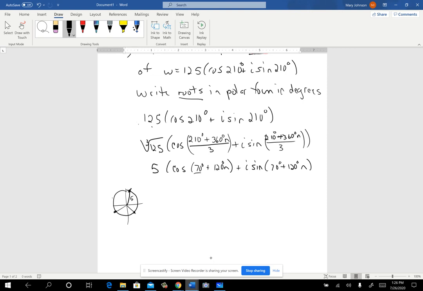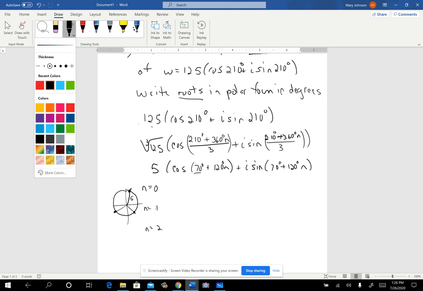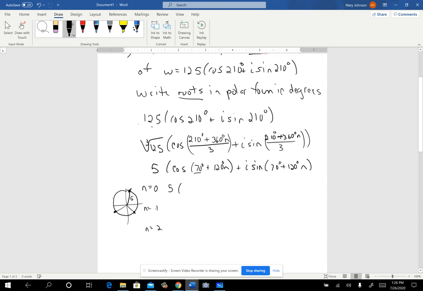All right, so if you're doing cube roots, you're going to need to look at what happens when n is 0, then n equaling 1, and then n equaling 2. So if it's cube roots, you do 3 of those starting with 0. If it were a fourth root, you would do 4 of them starting with 0: 0, 1, 2, 3, and that'll give it to you. So now it's just a matter of working that out.